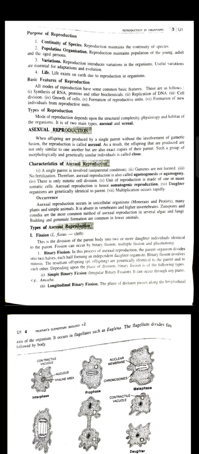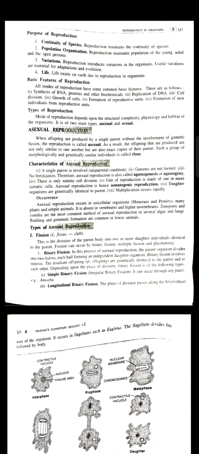What are the characteristics? A single parent is involved. No gametes are formed in this. No fertilization is occurring. So this process could be called agamogenesis. A means absent. Okay, so gametes are absent. There is only mitotic division. What is mitotic? Equational division. Because the DNA is coming from the single parent, it will undergo mitotic division. The unit of reproduction is made of one or more somatic cells, and asexual reproduction is also called somatogenic reproduction.